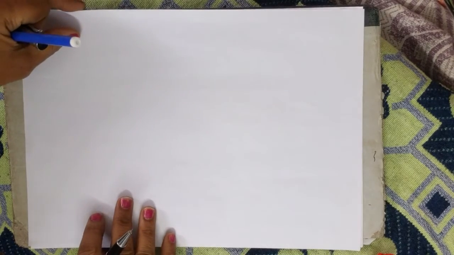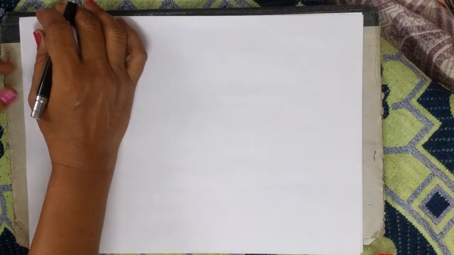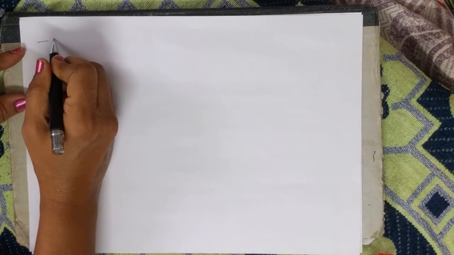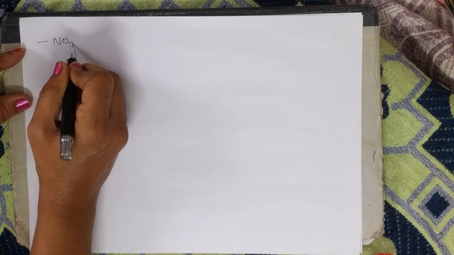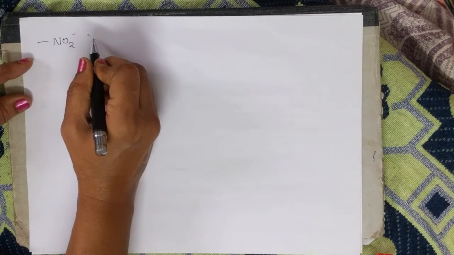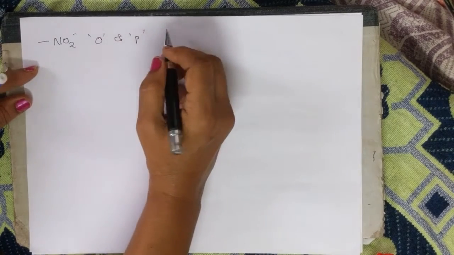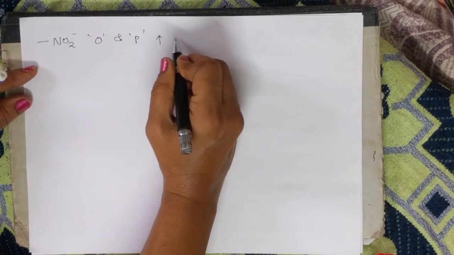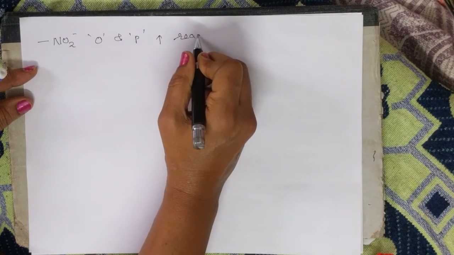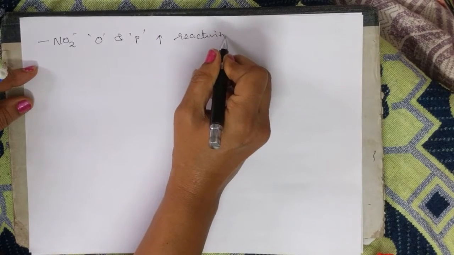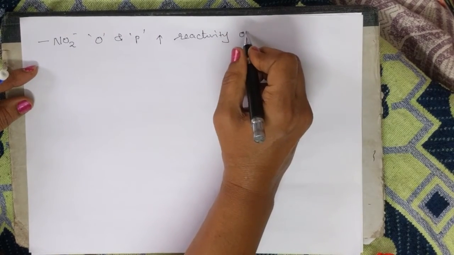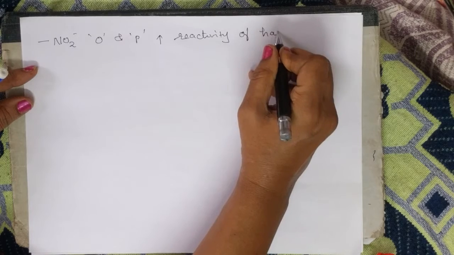Now another point here we'll take is the presence of an electron withdrawing group. Suppose we have an electron withdrawing group NO2 in the ortho and para position, which increases the reactivity of haloarene. So why does it happen, student?